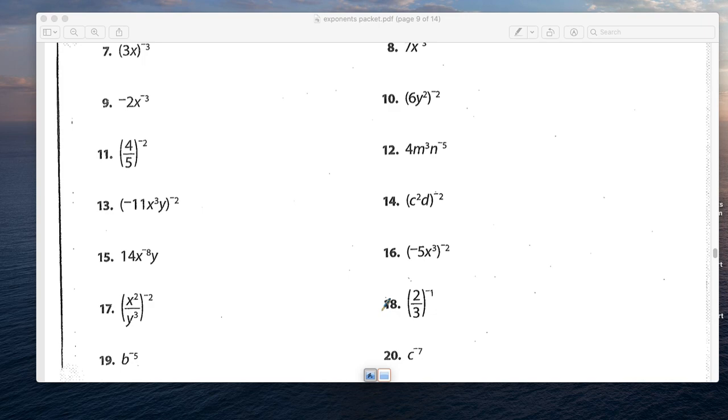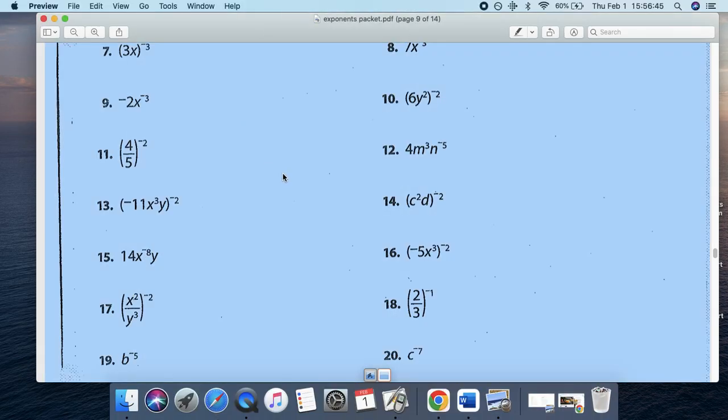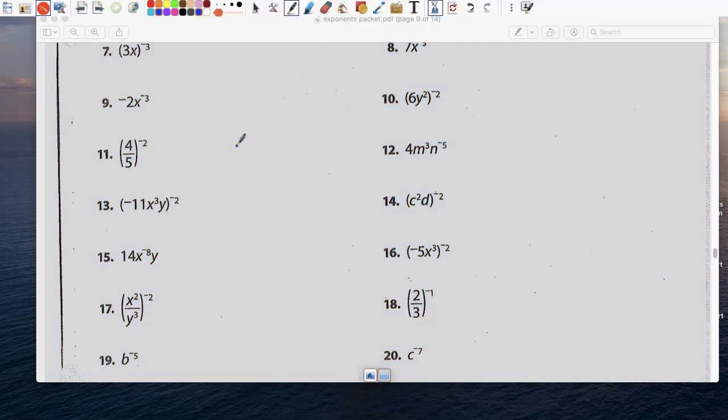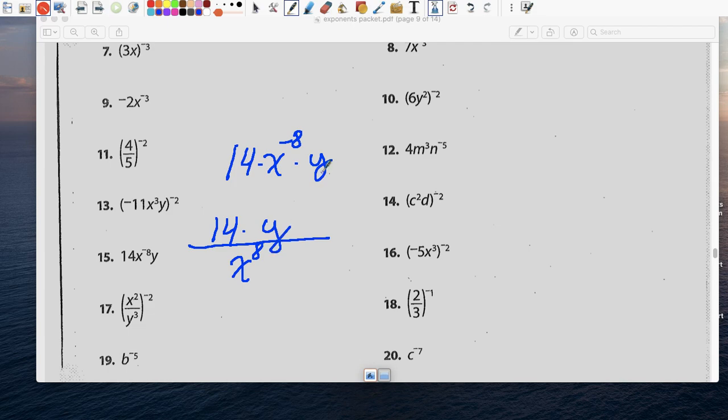15. I'm going to do 15. So 15, what's 15? 14. Uh-oh. No. What's going on? 14x to the negative 8th power times y. Nothing to do with the 14. Leave it alone. X to the negative 8 is negative exponent, so we got to change this to a fraction, and this guy is going to travel further south, and now the exponent is positive. And the y stays exactly where it is because it has a positive exponent, 1. That's it. 18 is interesting because it's a fraction.